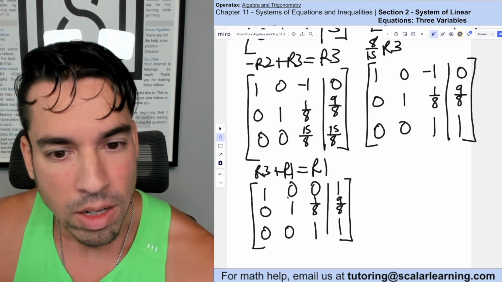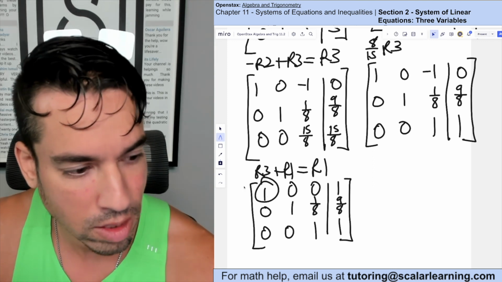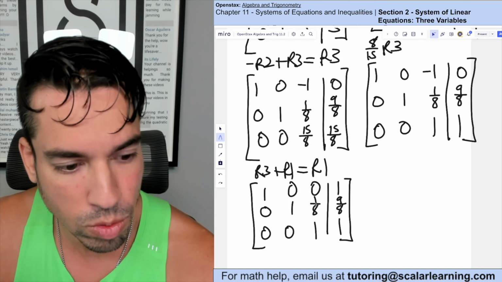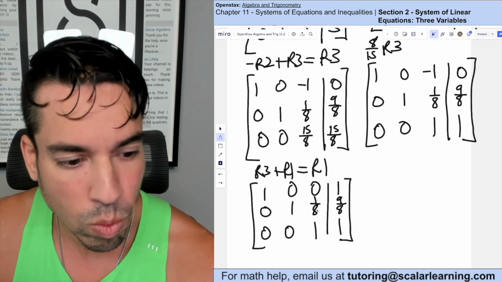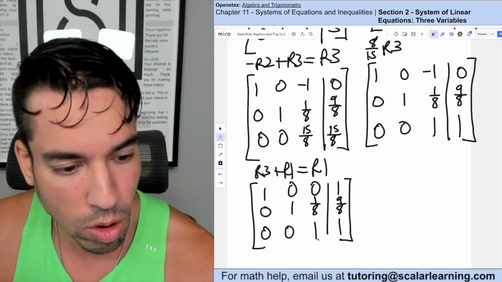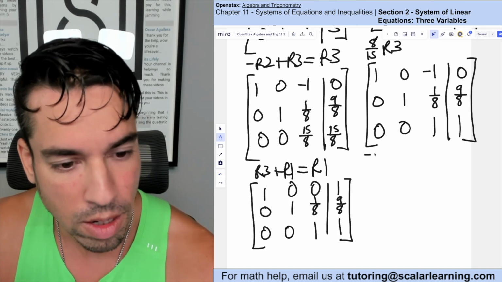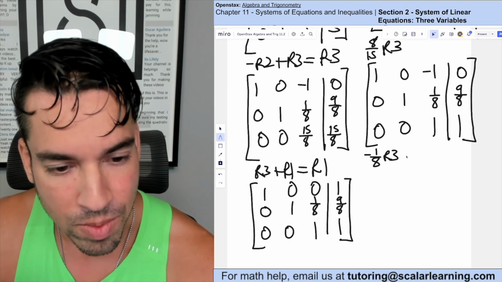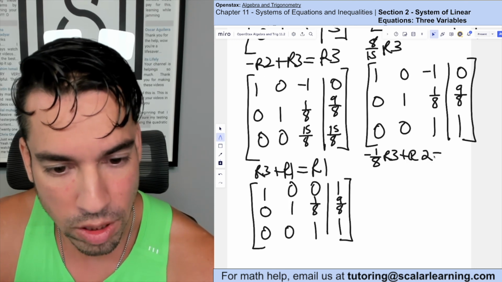Well, look at this. Now we got another value. We know that x is 1. We know that z is 1. We just got to figure out what y is. And so we have to flip this to 0. So all I'm going to do is multiply row 3 by -1/8, right? And we're going to add it to row 2 to get a new row 2.